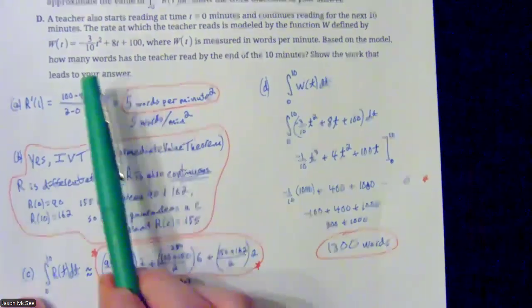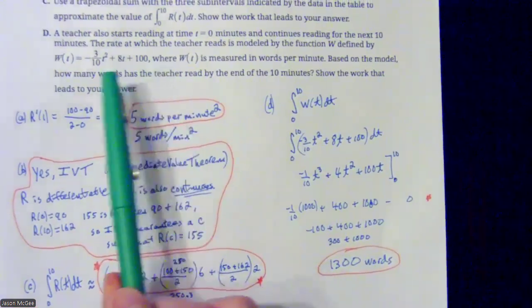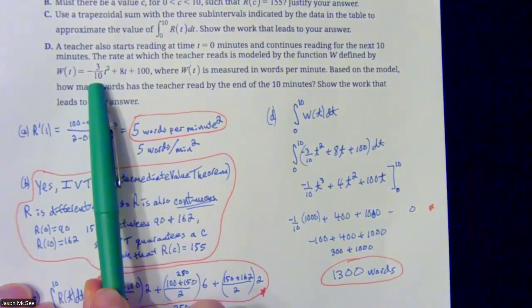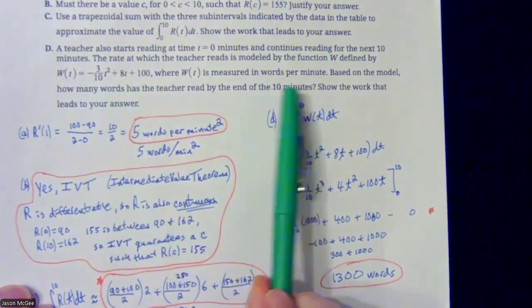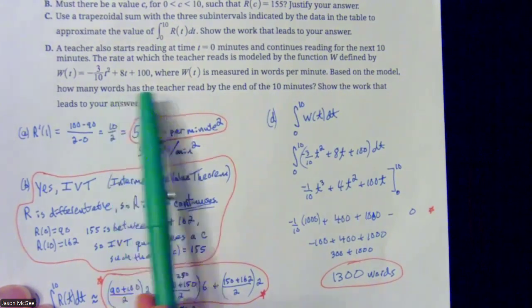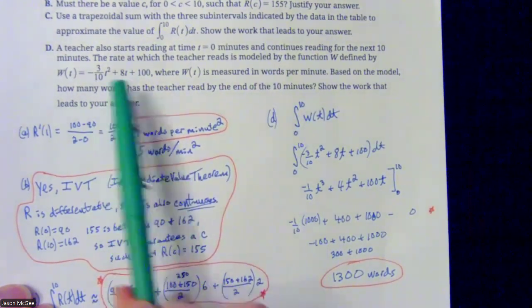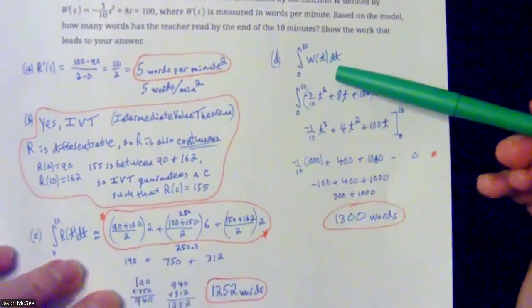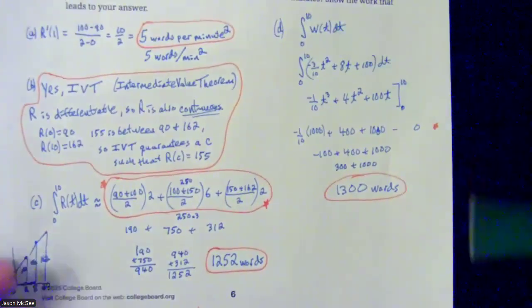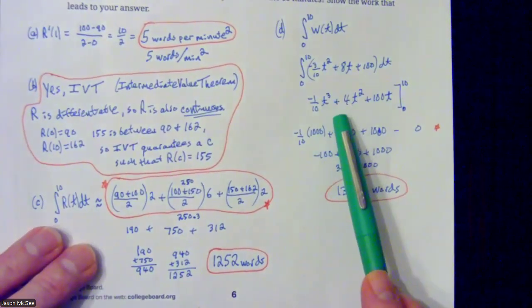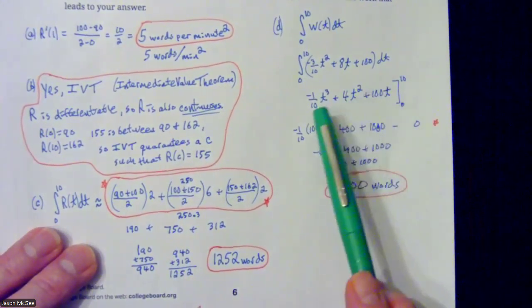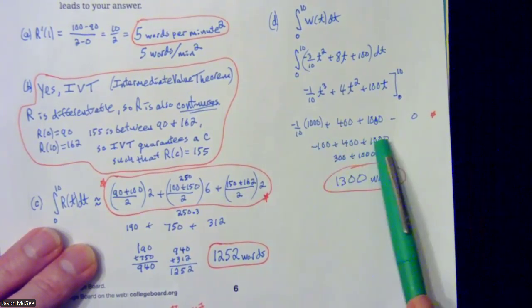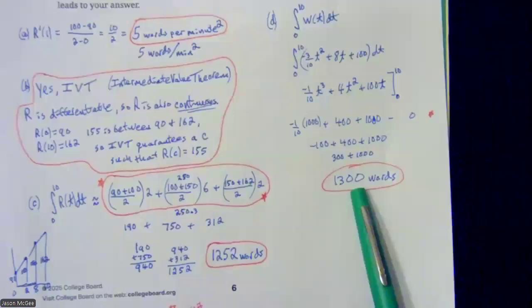And then the last part gives us another equation. It says the W is measured in words per minute. So that's like how fast something's going. That's our derivative, and then you want to know how many words. To go from words per minute to words, we're going to integrate that at the end of the 10 minutes. So integrate W of t between 0 and 10. No calculator. They give us a real easy integral. So set up your integral, integrate it, and then plug in top minus the bottom. And then again, I did some basic arithmetic to get that was 1,300 words there.